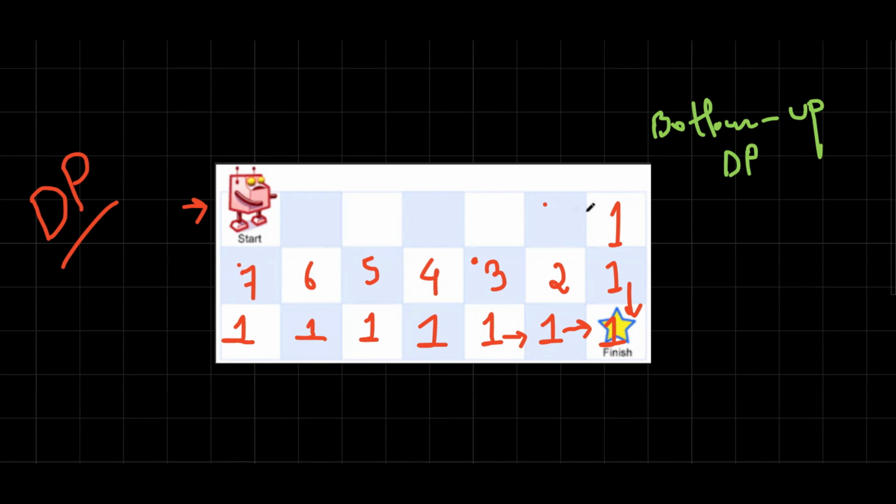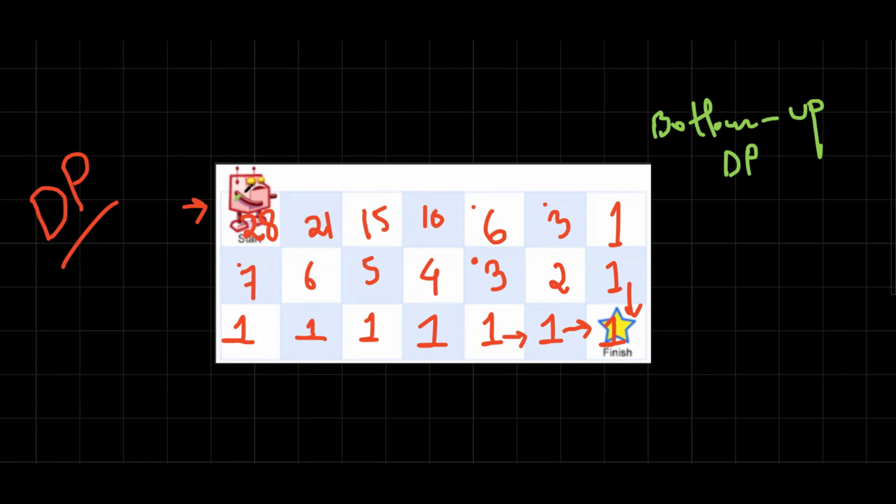And for this cell, the unique path will be 2 plus 1, 3. For this cell, the unique path will be 3 plus 3, 6. For this cell, the unique path will be 6 plus 4, which is 10. For this cell, the unique path will be 10 plus 5, which is 15. And for this cell, the unique path will be 15 plus 6, which is 21. And for this cell, the unique path will be 21 plus 7, which is 28.